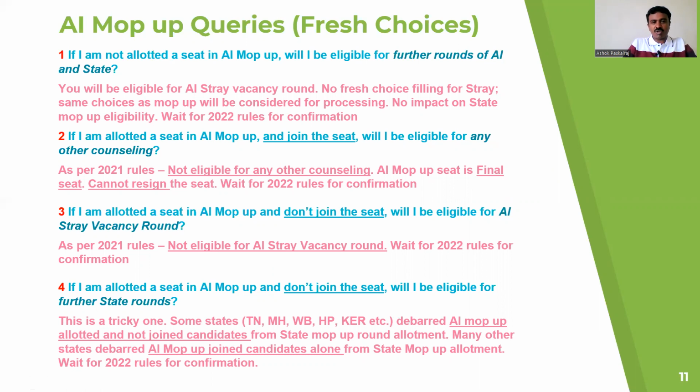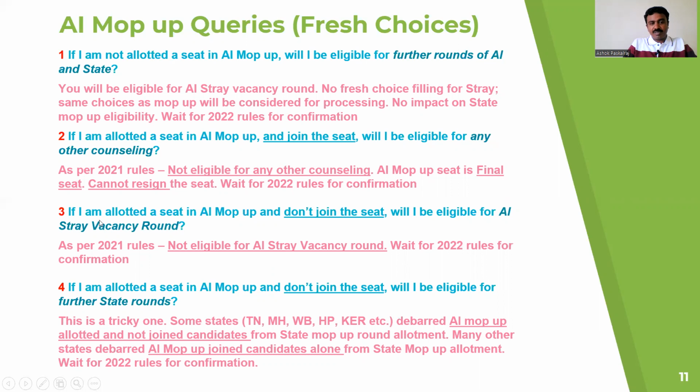As per rules, once you join a seat at this stage, you will not be eligible for any other counseling. If you join an All India Mop-up seat, you will not be eligible for any other counseling. And your All India Mop-up is the final seat. In fact, you cannot resign the seat too. The list of all those joined candidates will also be shared with states, and they will not be allotting. They are not supposed to allot you in any other counseling.